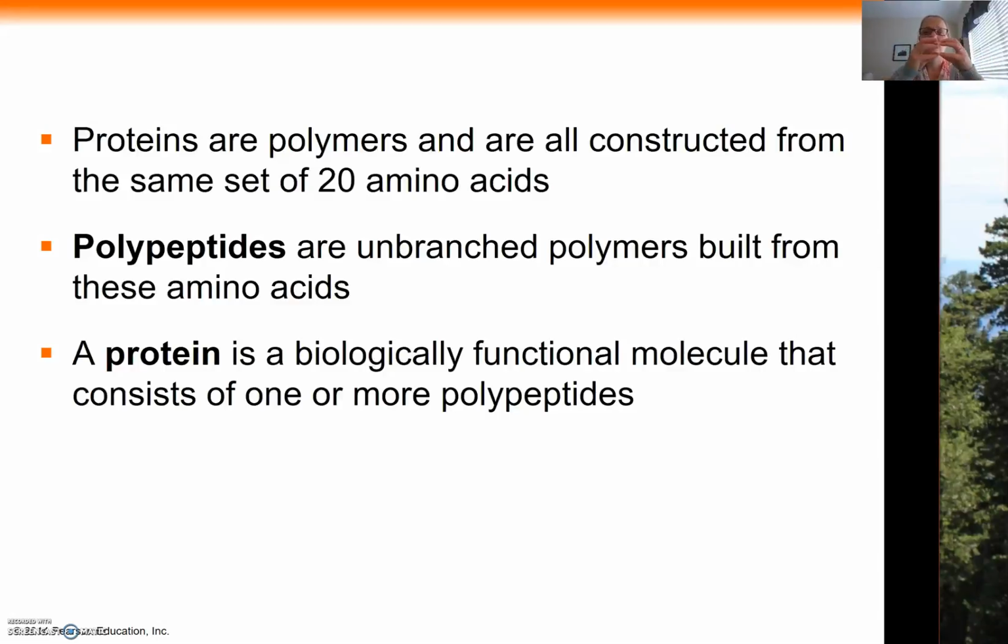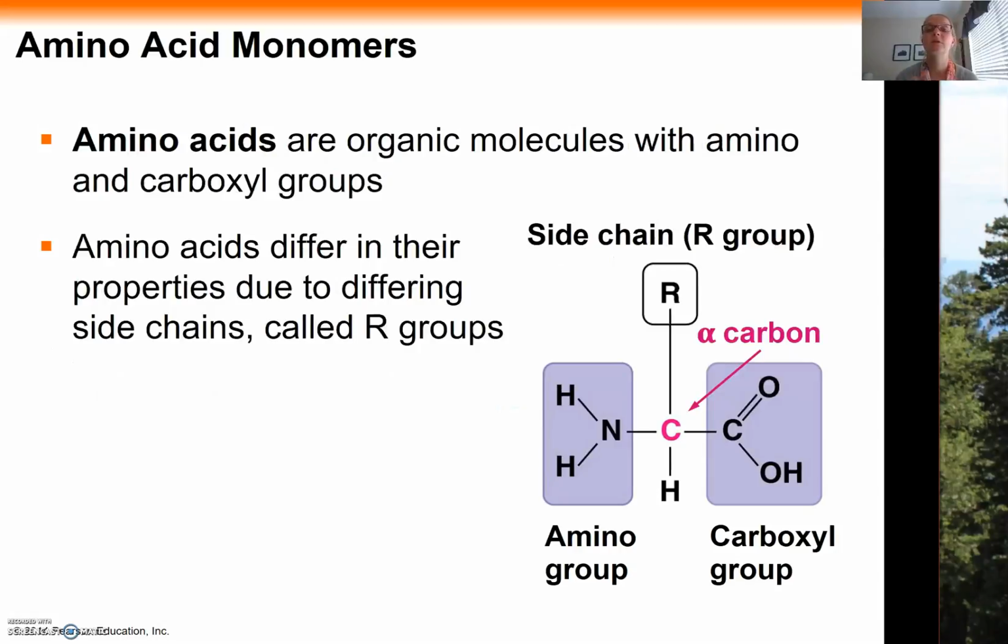So you can take the individual amino acids, link them together to form the polypeptide, but just having this long chain of amino acids does not make a protein. That polypeptide has to fold to take on its functional form in order to be called a protein, which is that biologically active or functional molecule. And sometimes proteins can even consist of multiple polypeptides. This is something we'll take a look at later as well. So let's first cover what is the actual structure of an amino acid, this monomer, this building block for proteins.